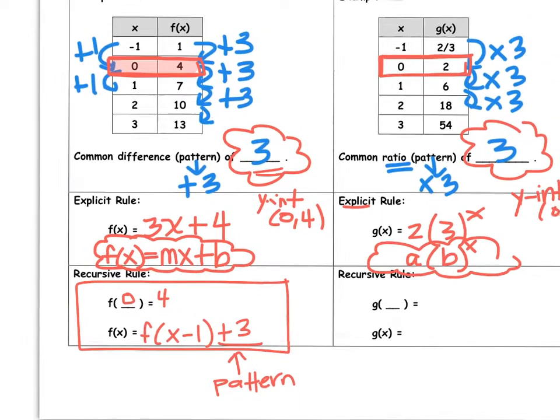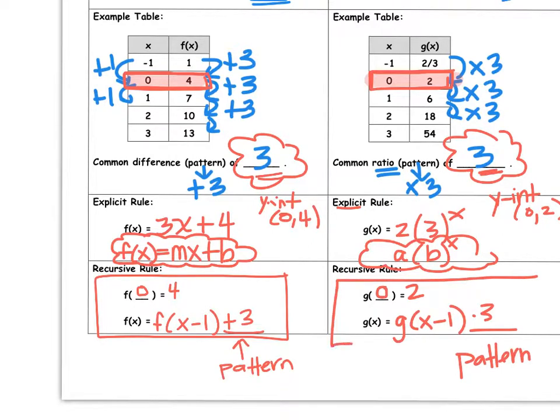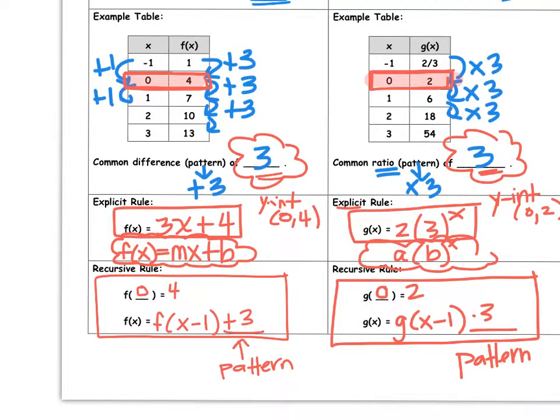Recursive for exponential looks very similar. We write g of 0 equals, and I find that point, equals 2. Then I write g of x equals g of x minus 1, and here is my pattern, which in this case is times, what's my common ratio? 3. So there is really explicit and recursive. It's a summary of all of this stuff that we've done all year. I'm going to put a box around these two as well. It's really a summary of a lot that we have done this year.